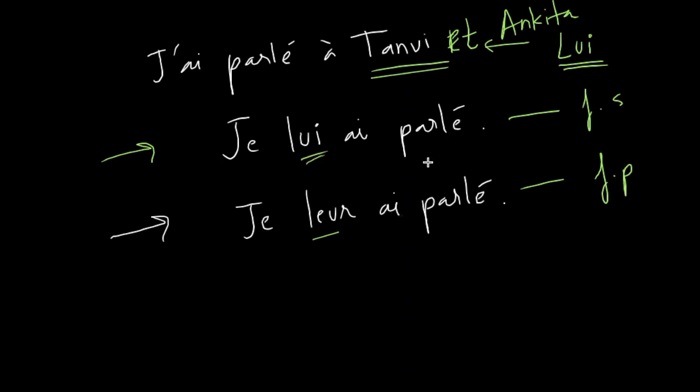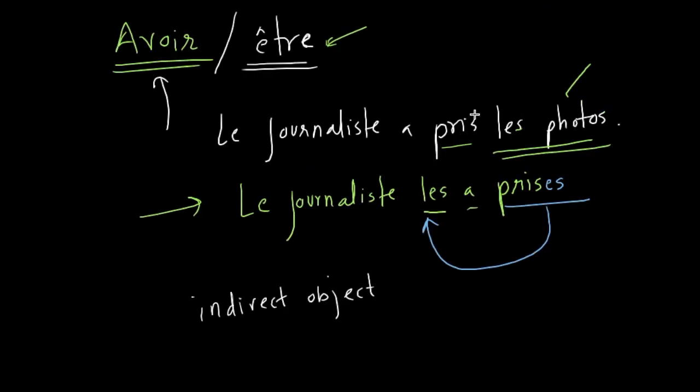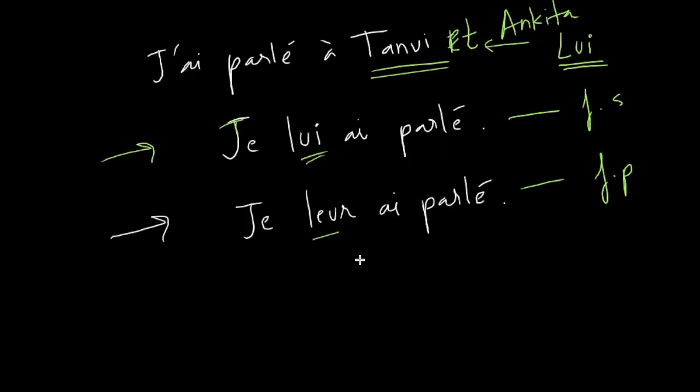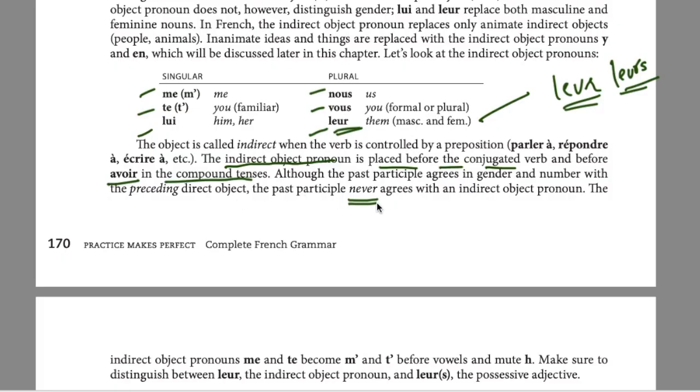Still, unlike direct object pronouns, the past participle doesn't match with the gender or number of the indirect object pronoun, even though it is coming before the conjugated auxiliary verb, that is avoir. If you use a direct object pronoun, which then comes before the avoir auxiliary verb, the past participle has to match in gender and number with the direct object pronoun. But that is not the case with an indirect object pronoun. Clear? Yes. The past participle never agrees with an indirect object pronoun.